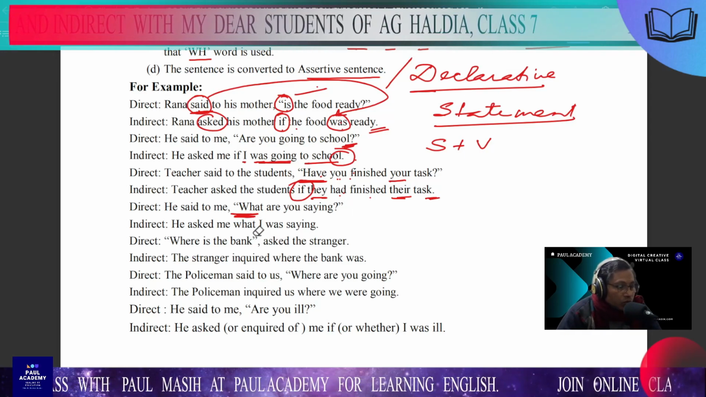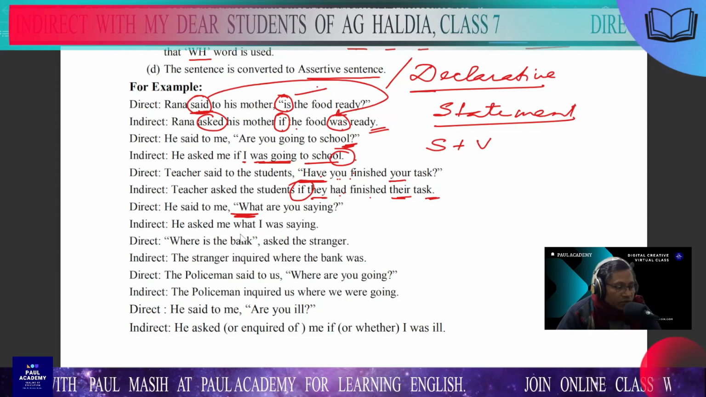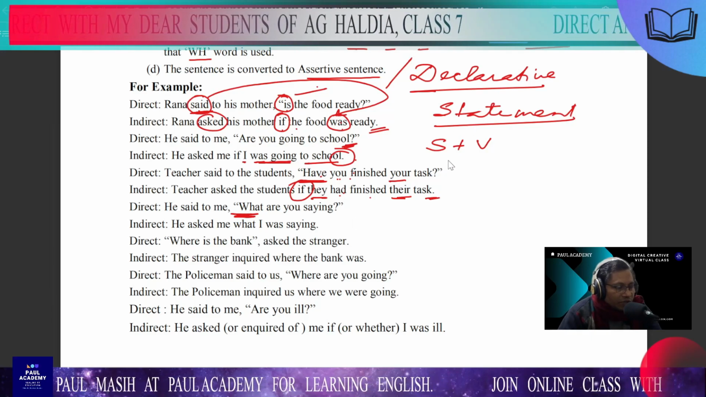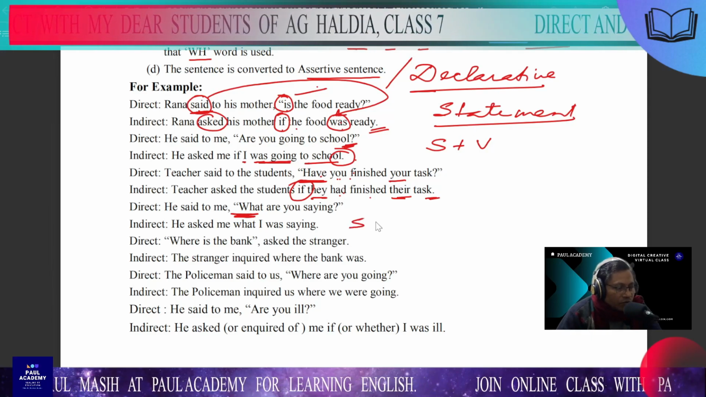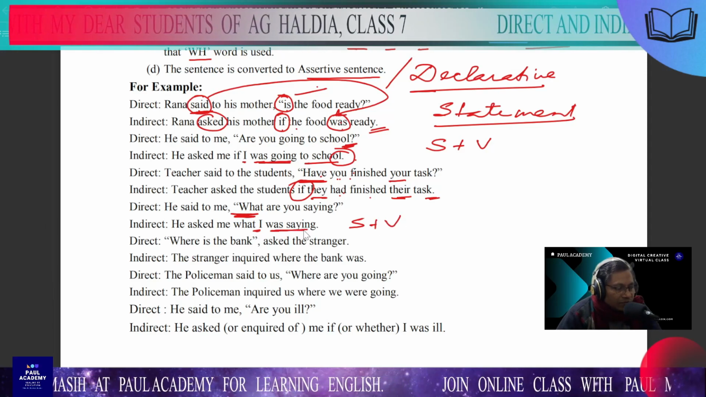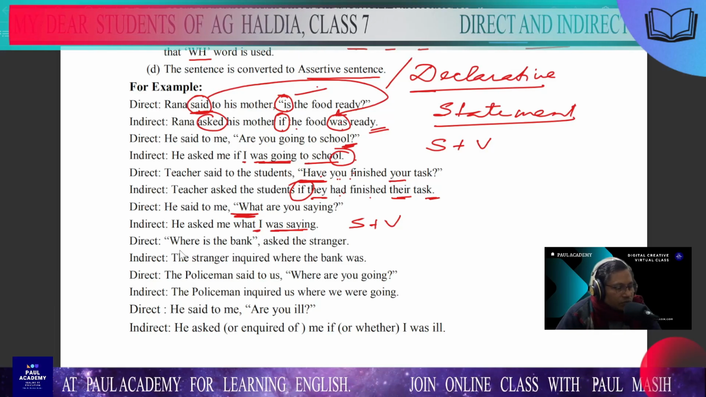If you write what was, it will be wrong, because in indirect speech, even if it is a question, it changes into assertive form. That means a statement where subject comes before verb. That is why subject is I and was saying is the verb. This comes after I.